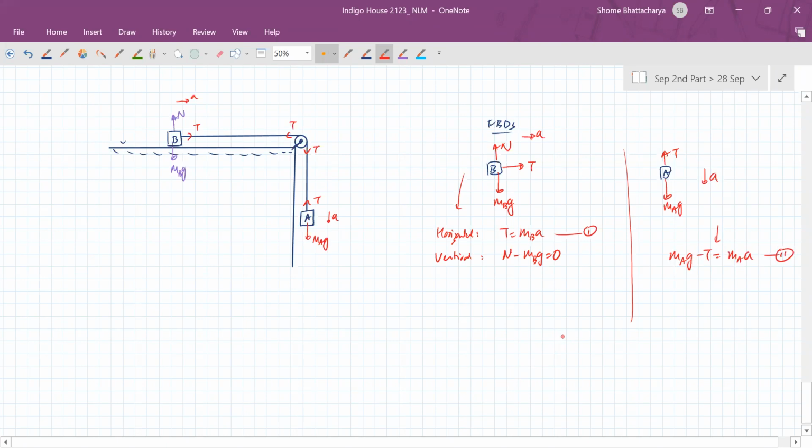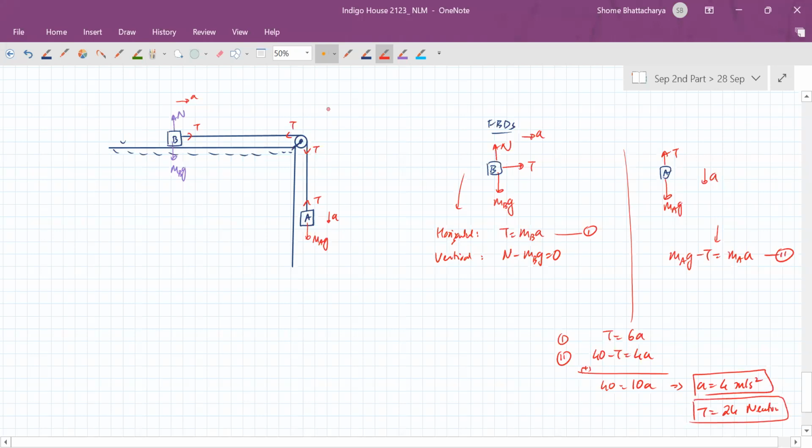So now with the values, you can see the first equation becomes that T is equal to 6A, and the second equation becomes 40 minus T is equal to 4A. So adding the two of them, you will get 40 is equal to 10A. And then T is equal to 24 newtons. So this is this part. Now the only thing that is remaining is the reaction force at the hinge. The reaction force on the pulley. How do we calculate that?